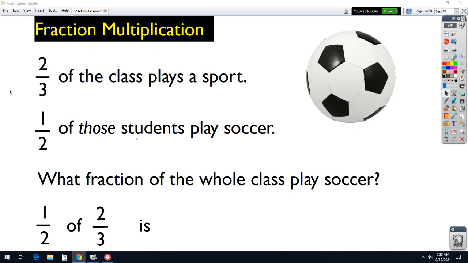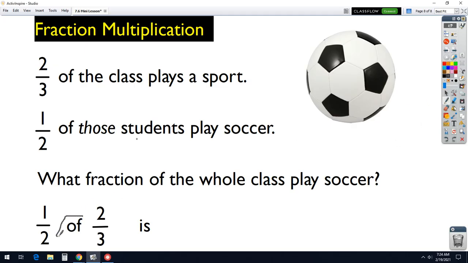2/3 of the class plays a sport. So not the whole class, but part of the class does. And only half of those students play soccer. So we have a very small fraction of another fraction. What fraction of the whole class plays soccer? So we are looking for half of 2/3, half of 2/3.